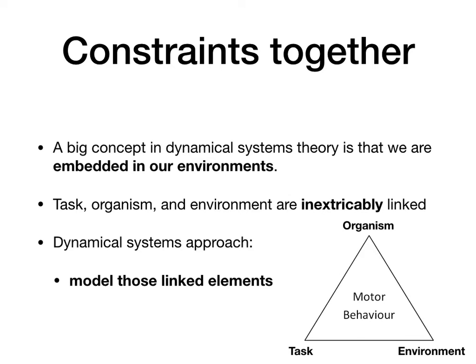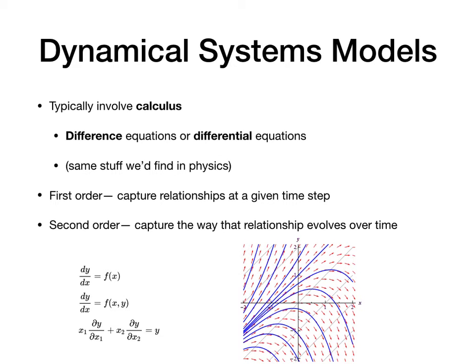So in the dynamical systems approach, we're trying to model these linked elements together. So you're trying to say, okay, given all these constraints, the task constraints and what my goals are, my organism constraints and the constraints of the environment, what are the most likely actions, or perhaps the most useful sorts of actions that we can actually take, given our constraints.